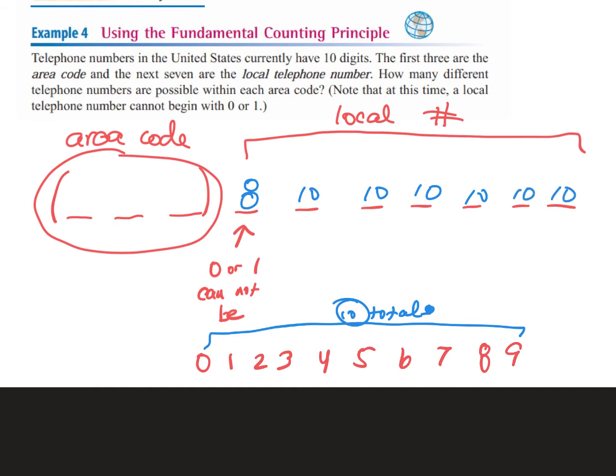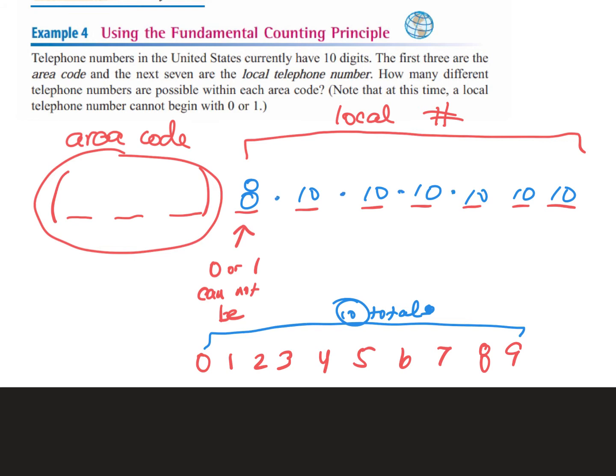Now I could change this question and I could say the digits cannot repeat. So I would have 10 here, then I would have how many here? Then. Okay, so you guys understand. It doesn't tell me that they can't repeat or anything like that. Well, the fundamental counting principle tells me to do what when I have all those numbers? Do we add them? No, we multiply them.